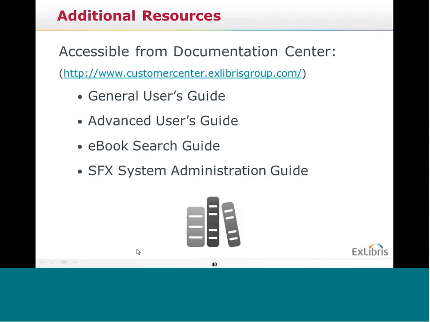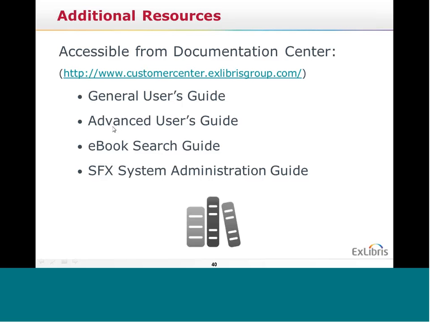This is a list of documents that will provide more information on A to Z list customizations. These can all be found in the Documentation Center. The General User's Guide will have more details on many of the A to Z list customizations we talked about in this session. Now just to note that the ebook A to Z list has its own guide, the ebook search guide, and that will explain customizations that can be made to the ebook A to Z list.